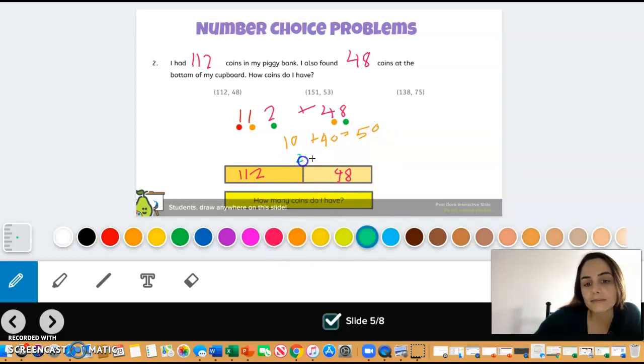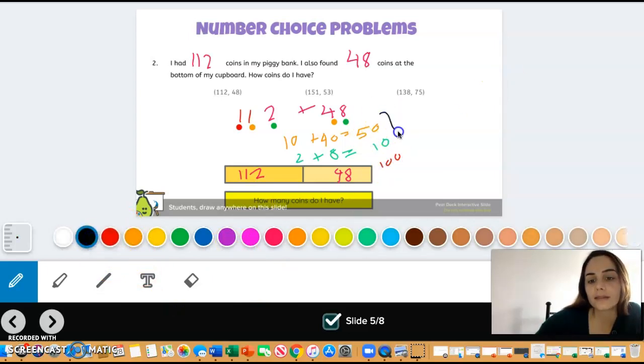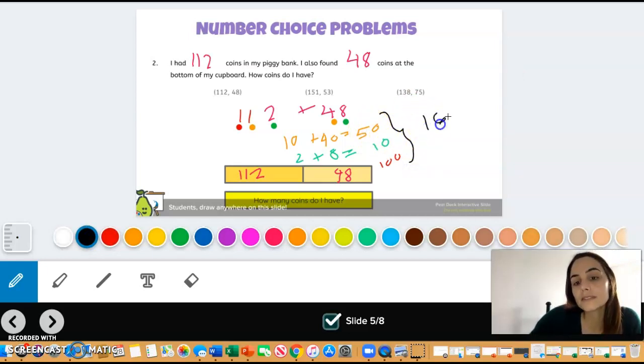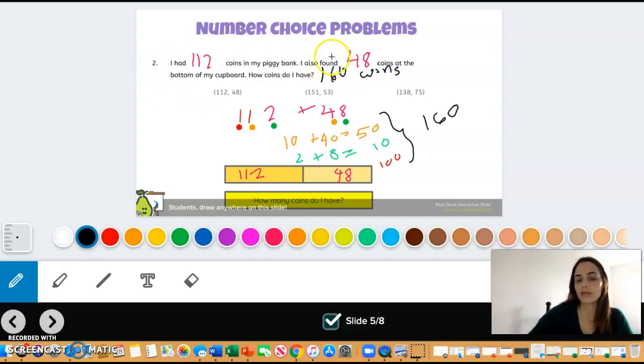Then I'm gonna count the green ones. 2 plus 8 equals 10. And then I have 100. So the answer would be these three together, 50 plus 10 plus 100, 160. So this person has 160 coins in all, right? Because we add all this together. This is just one strategy. You can use your number line counting up strategy, and that will help you as well, okay? So this is another way that you can solve your equations.